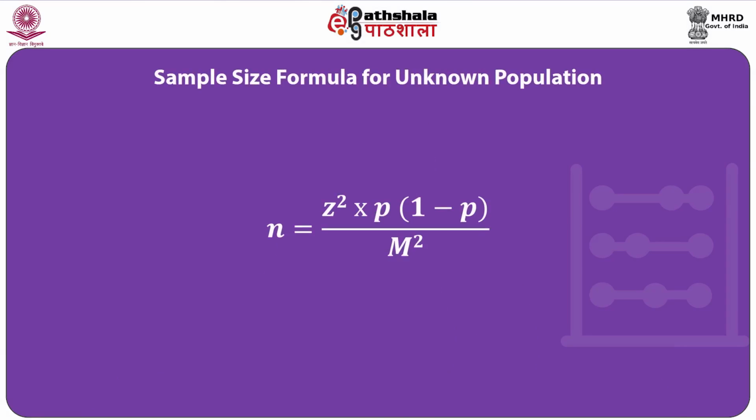This is developed by Gordon. Here, n equals z square into p into 1 minus p divided by m square, where n is the sample size for infinite population, z is the z value. For example, it may be 1.95 for 95% confidence interval. p is the population proportion expressed as decimal assumed to be 0.5 or 50%, and m is the margin of error at 5%, that is 0.05.